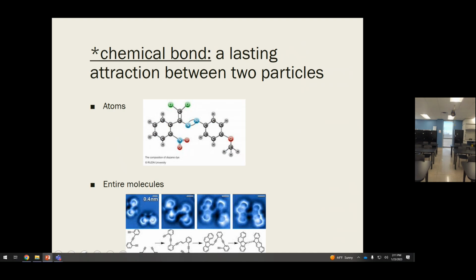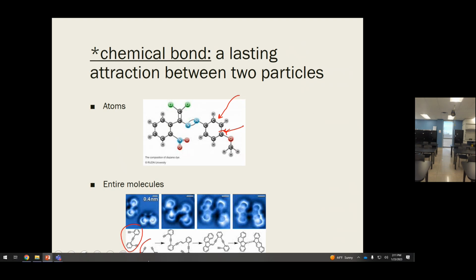All right, moving on. Chemical bonds. A chemical bond is a lasting attraction between two particles, any two particles. Chemical bonds between atoms are represented by lines like this. And it could also be between entire molecules, as we see over here.